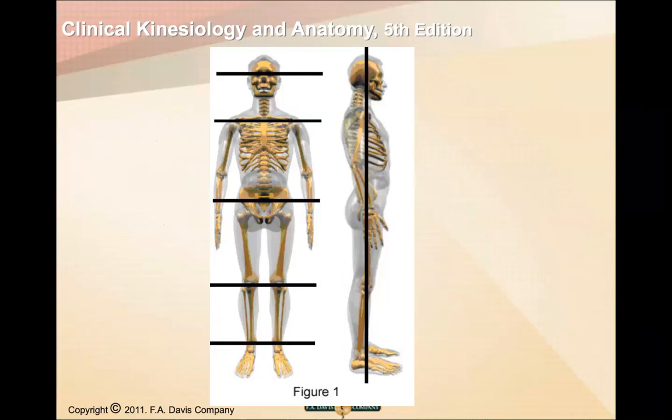Okay, so this is how we should look from an anterior view. Everything should be even. And you can see the plumb line drawn again here from the side.